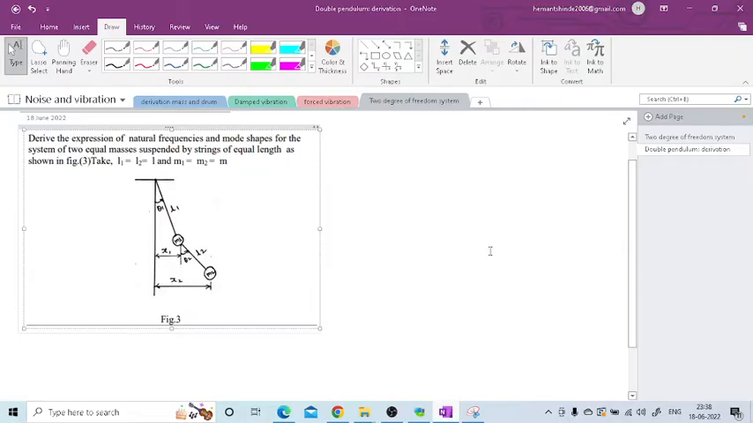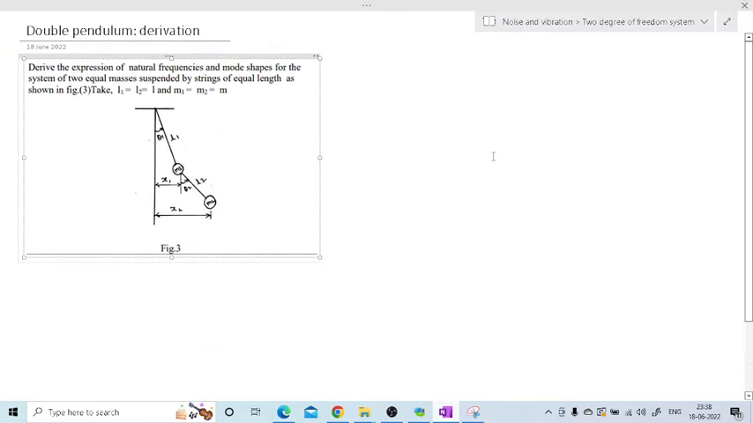Hi friends. So in this session we are going to derive the expression for a double pendulum, a 2 degree of freedom system. So consider the statement which is given: derive the expression of natural frequency and mode shape for the system of two equal masses suspended by the springs of equal length shown in the figure.